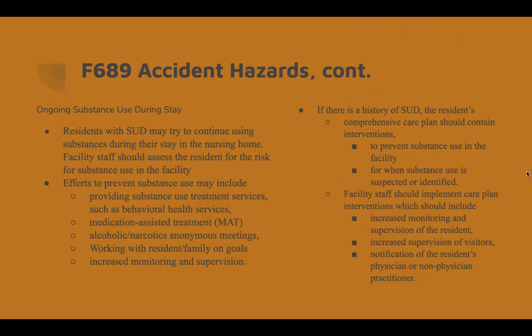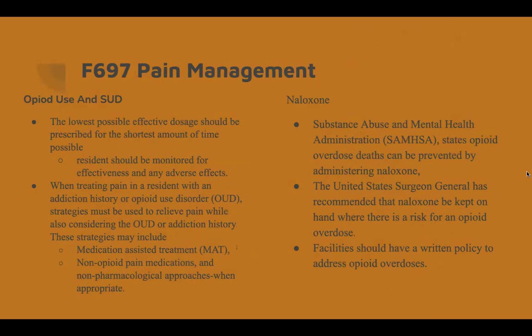Facility staff should implement care plan interventions, which should include increased monitoring and supervision of the resident, increased supervision of visitors, if applicable, and notification of the resident's physician or non-physician practitioner. Pain management, F697, also mentions substance use disorders, particularly around opioid use and the use of naloxone.